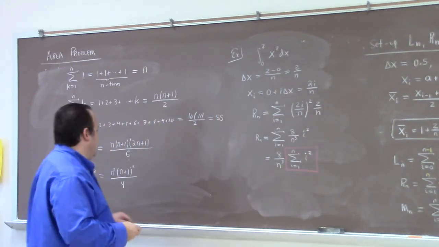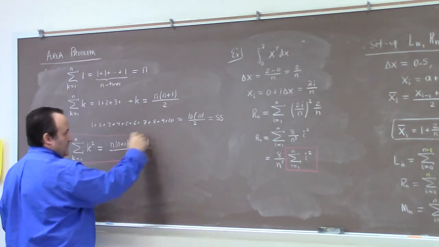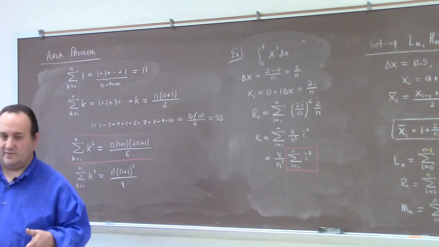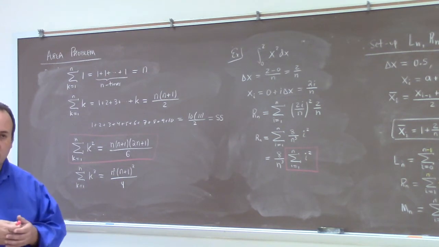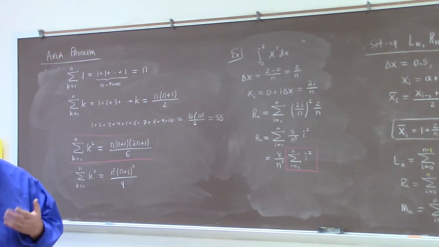This is the same, actually, as this. Because whether you write the sum of i squared from 1 to n or the sum of k squared from 1 to n, it's the same thing. It's 1 plus 2 squared plus 3 squared plus dot, dot, dot, plus n squared.